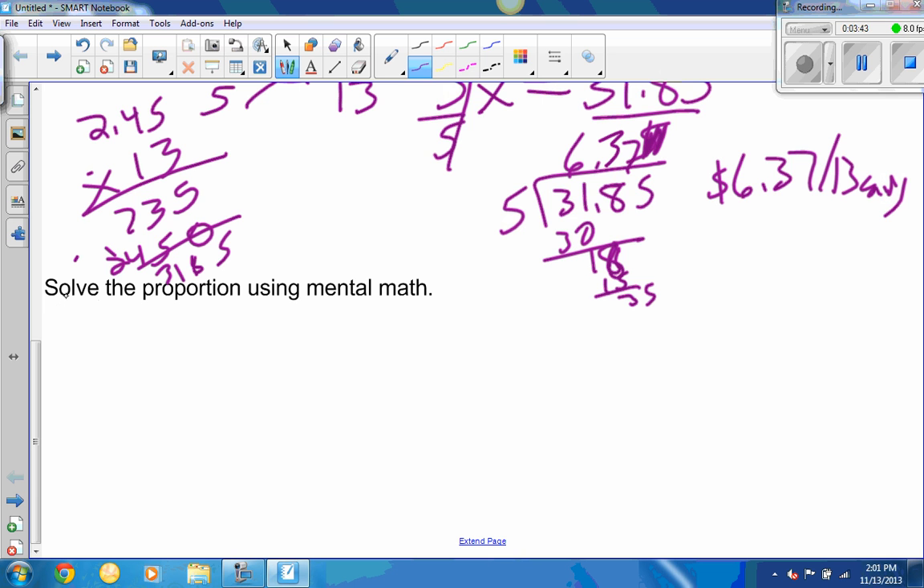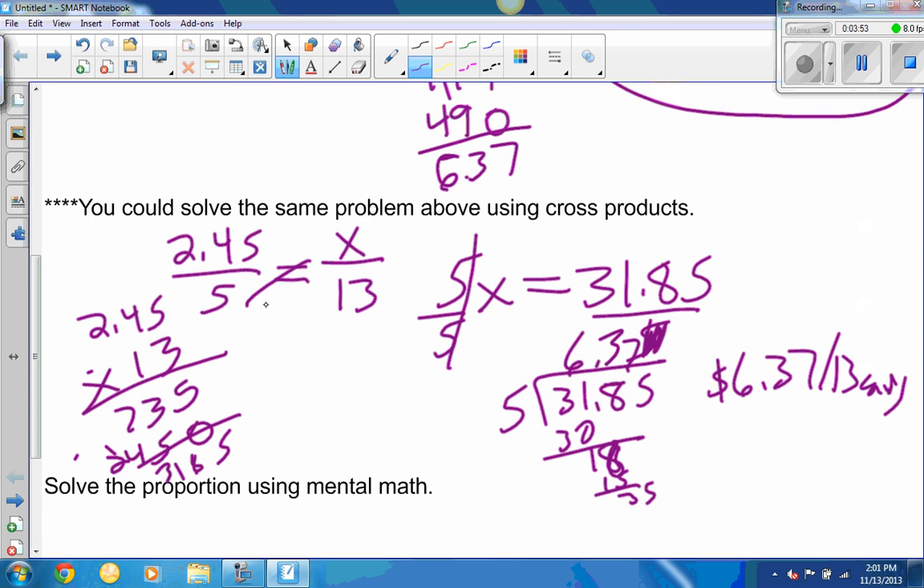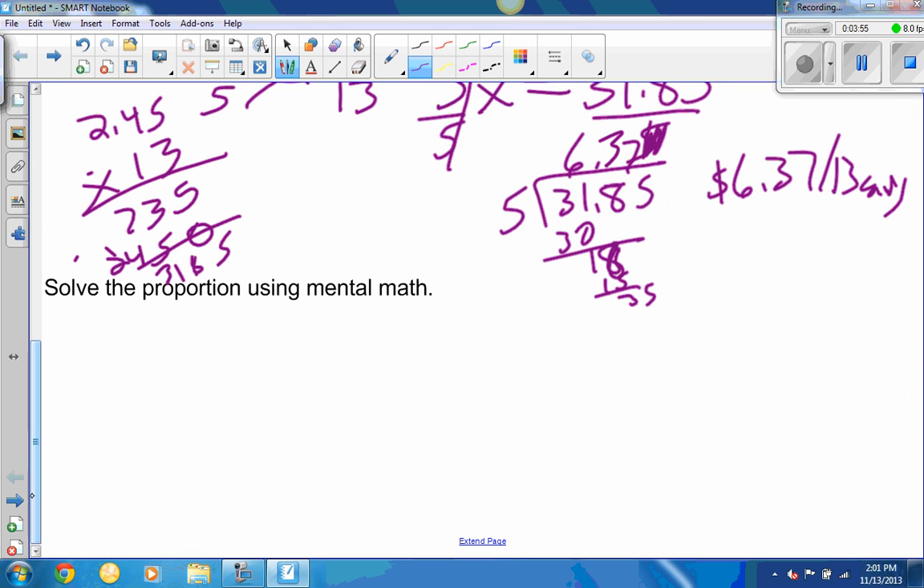So this last one, it says solve the proportion using mental math. The proportion that we just had will not work using mental math because 5 does not go into 13 evenly, so I can't really do it that way. And that will happen sometimes, but some of your proportions will be a little easier. You can just use mental math, and we've already done this a couple times. We did it yesterday when we were doing our labs.